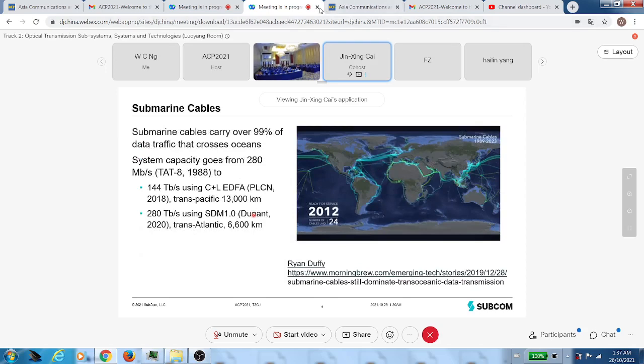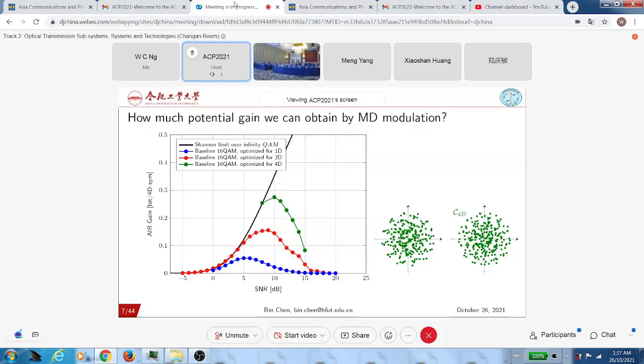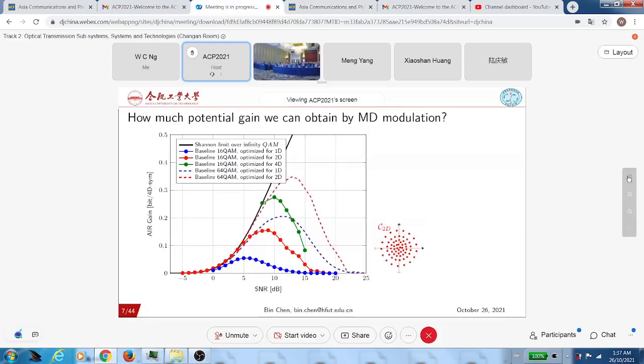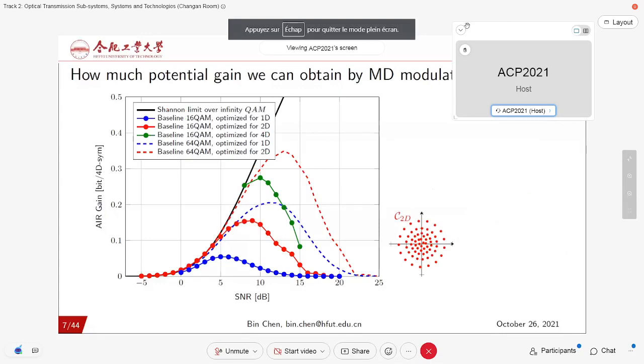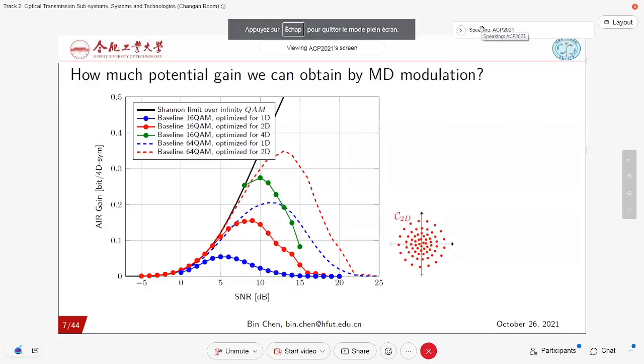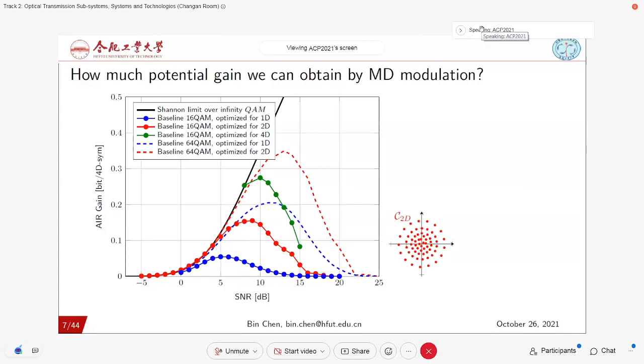We all know the submarine system. You can make it hardware friendly to keep the gain still reasonable. If you want to further increase the gain, we can also go to a higher constellation size, using more points, for example 16 points in 2D or in 1D. The blue curve shows the 1D gains and the red curve shows the 2D gains.